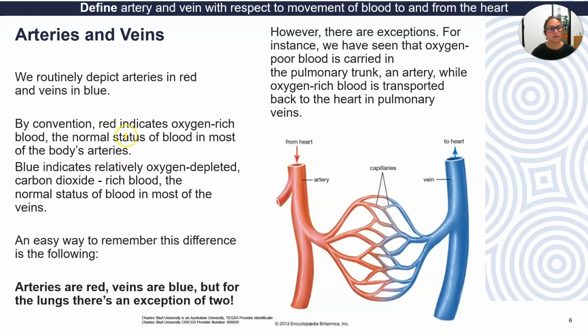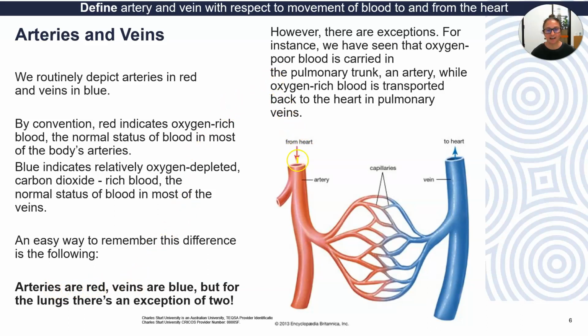Okay, so normally in your textbook, veins will be coloured in blue and arteries will be coloured in red. So red just indicates blood that has lots of oxygen in it, and blue kind of indicates deoxygenated blood or blood that doesn't have oxygen in it. So arteries are red, veins are blue.